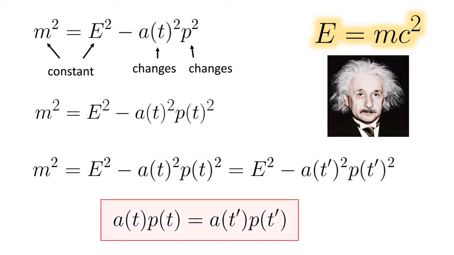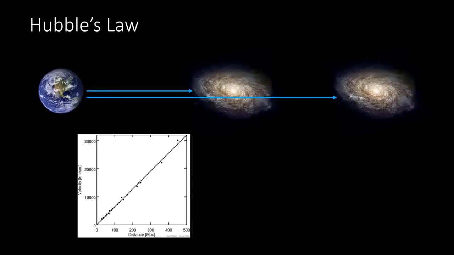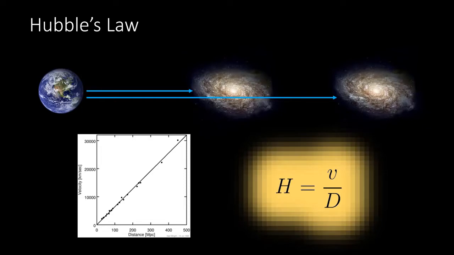This relationship will come in handy later. Galaxies are all moving away from each other due to the expansion of space. The way galaxies are moving away follows a trend. The speed at which galaxies are moving away from us is proportional to the distance from us. The ratio between speed and distance, the slope of this linear trend, is the Hubble constant, H.